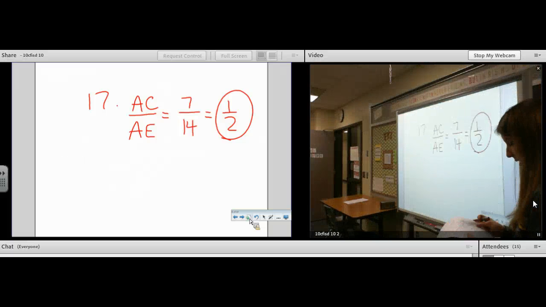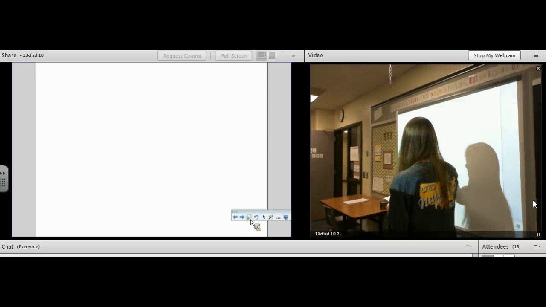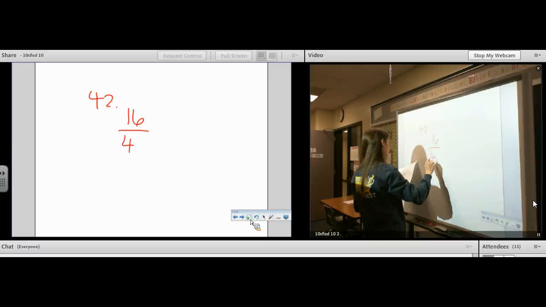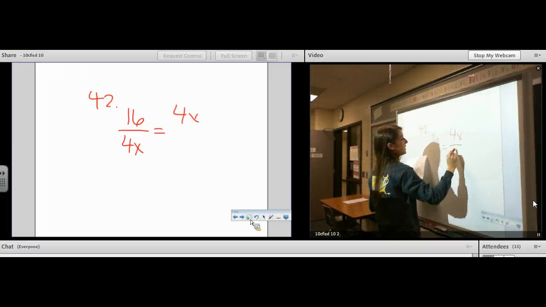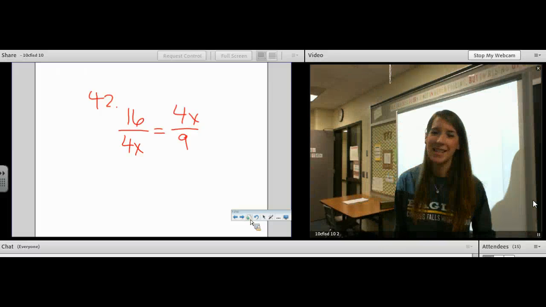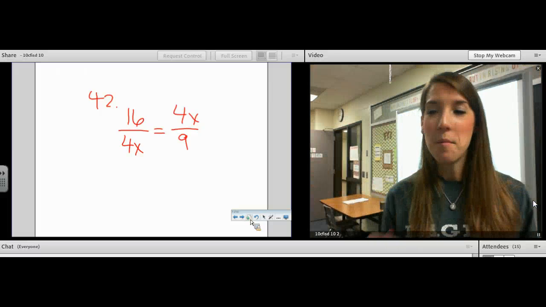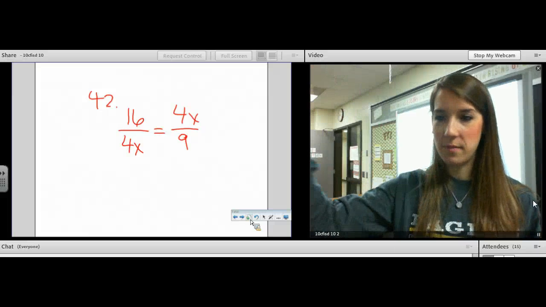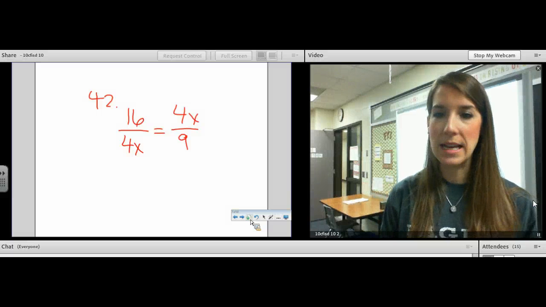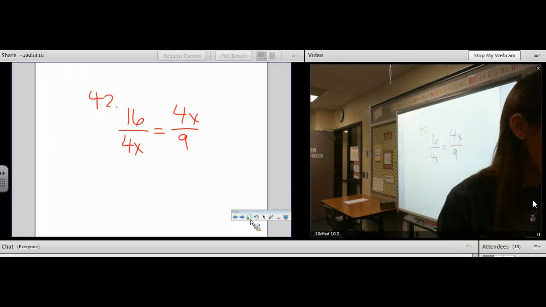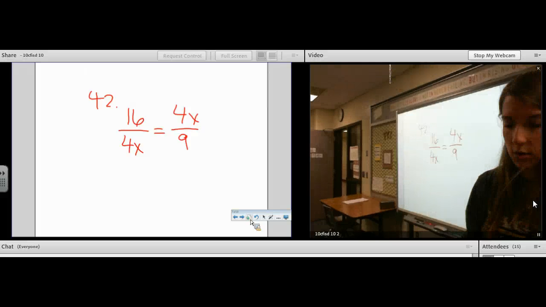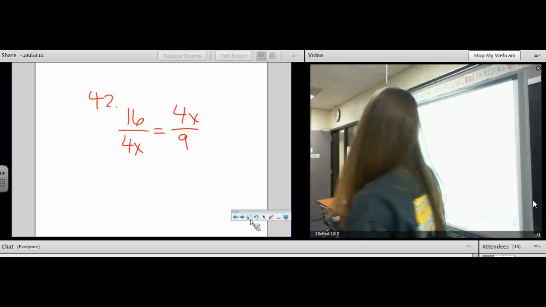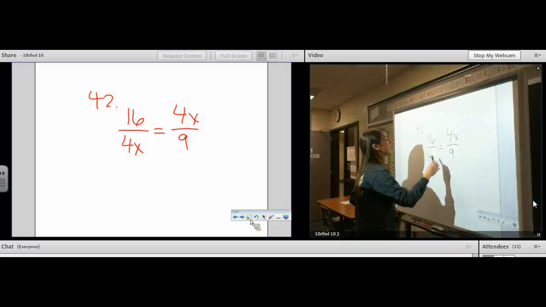All right, and number 42. 16 is to 4x as 4x is to 9. Oh, this one's cool. 4x is actually called a geometric mean, but we're not going to learn that until the end of next week. But anyways, when you see a number show up in those two spots, it's called a geometric mean. We'll learn more about that later to come. All right, so we are going to cross multiply unless you want to reduce first. We could reduce first and then cross multiply if you want. Like, what is 16 divided by 4?